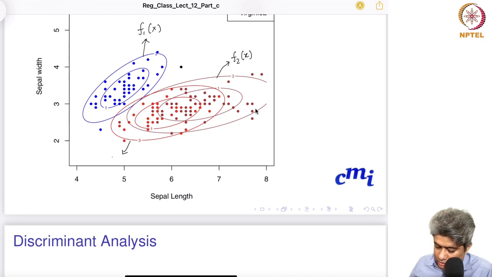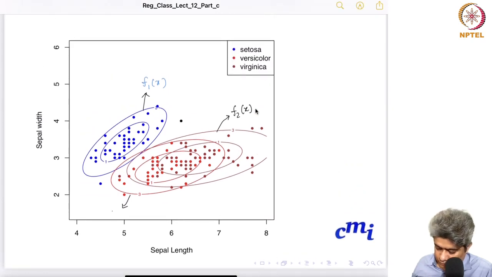So let me use a different color here. f1(x) is the distribution of all the setosa, and f2(x) is the class conditional distribution for versicolor. And this is for virginica.